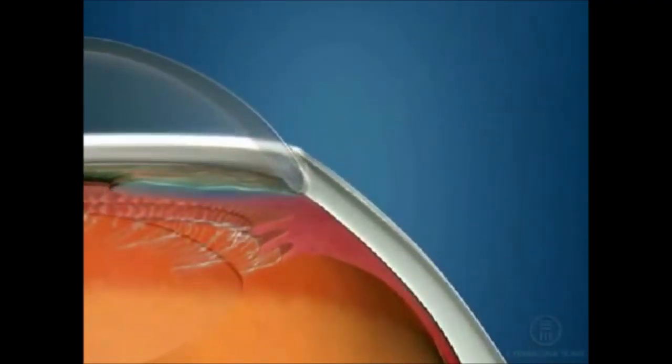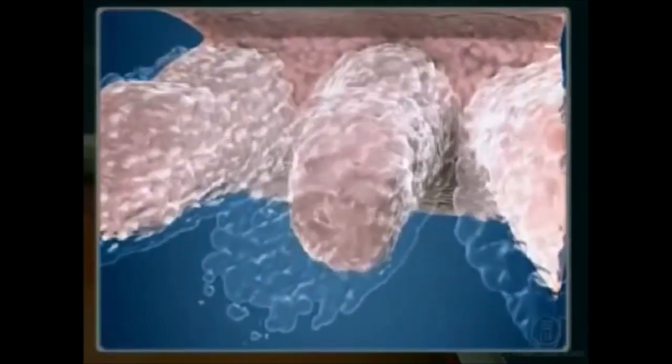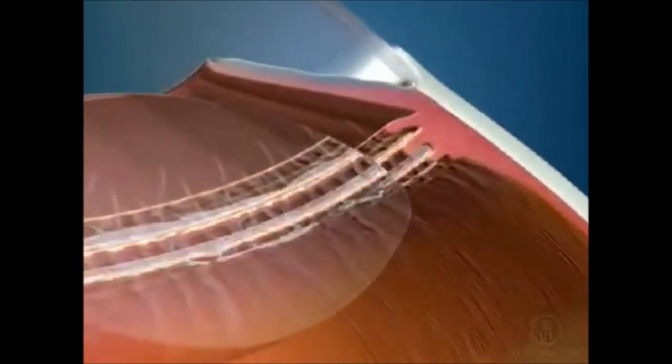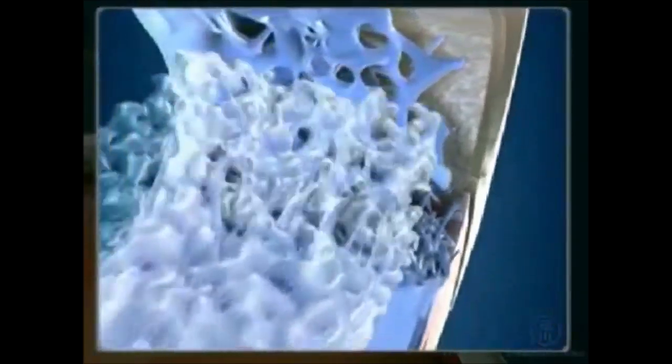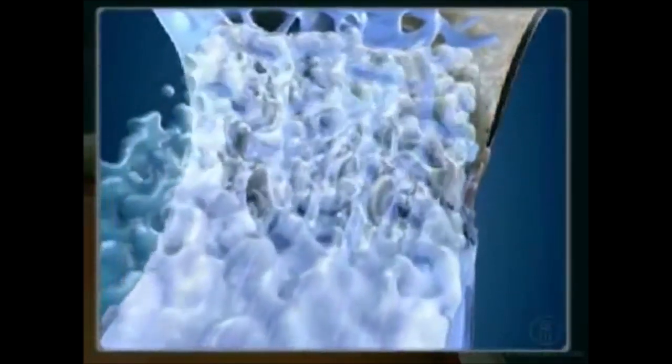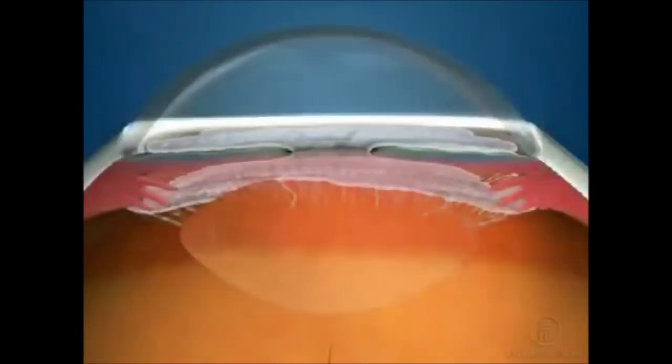Now let's see inside the eye how it is produced. It is produced from the ciliary processes, comes into the posterior chamber, and through the pupil it comes into the anterior chamber and is drained through the trabecular meshwork. These are the various pores in the trabecular meshwork, and aqueous humor is then absorbed into the suprachoroidal space.